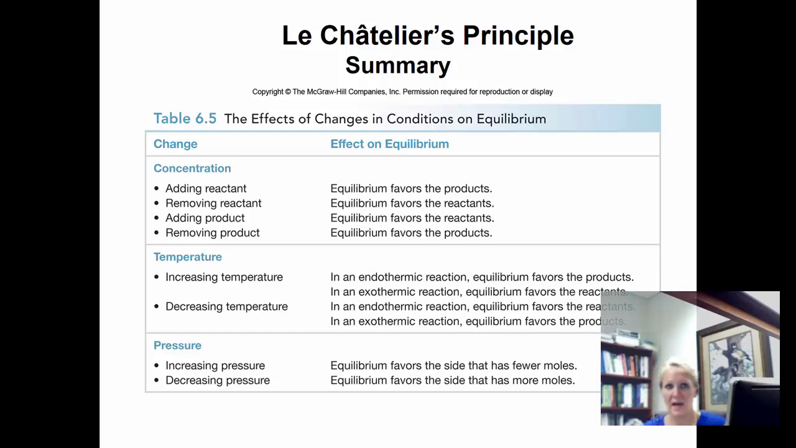And then for temperature, I look at it the same way. I just know for an endothermic reaction, I think of that temperature being on the reactant side, and for an exothermic, it being on the product side. Therefore, if I increase temperature, I'm going to favor products for an endothermic reaction and reactants for an exo. And if I decrease temperature, I'm going to favor the reactants for an endo and the products for an exo. For pressure, if you increase pressure, you shift to the side of the fewest moles, so you add up your moles. And if you decrease pressure, you shift to the side of the more moles.